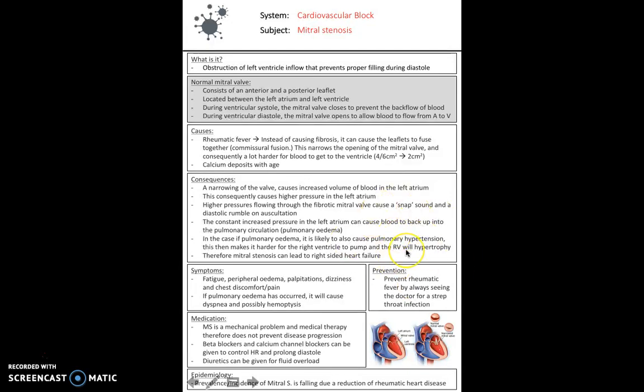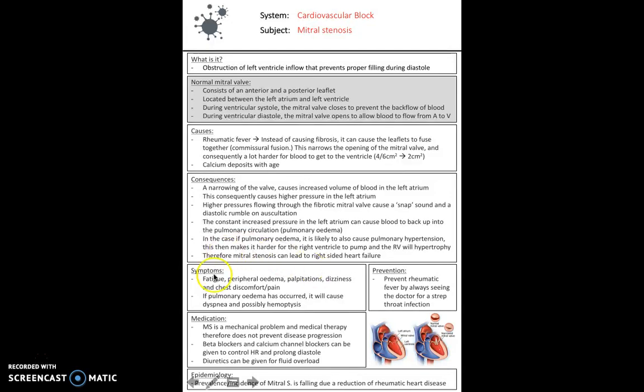And therefore the right ventricle will hypertrophy as well. So the right ventricle will have additional sarcomeres within its wall to bulk up and try to compensate to pump blood to the lungs. As a result, mitral stenosis can lead to right-sided heart failure when the heart can no longer pump effectively to the lungs.